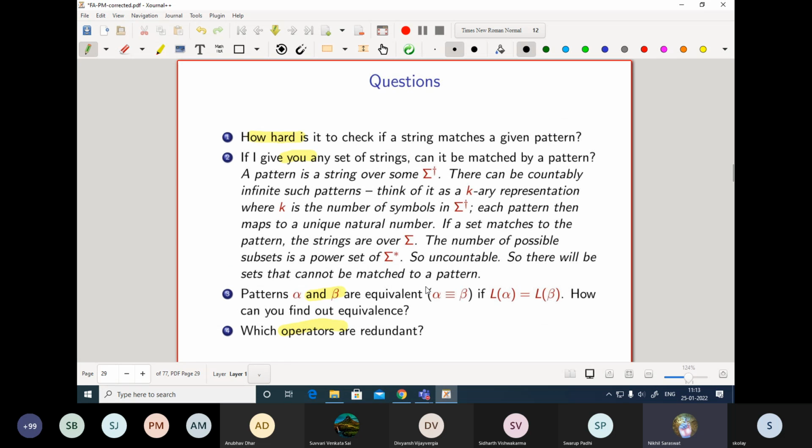Yeah, let me go back to the questions. The first thing is, how hard is it to check if a string matches a given pattern? So how will you do this? The algorithm for this, can you tell me how you want to do it? You're given a string S and you're given a pattern alpha. How will you do this?